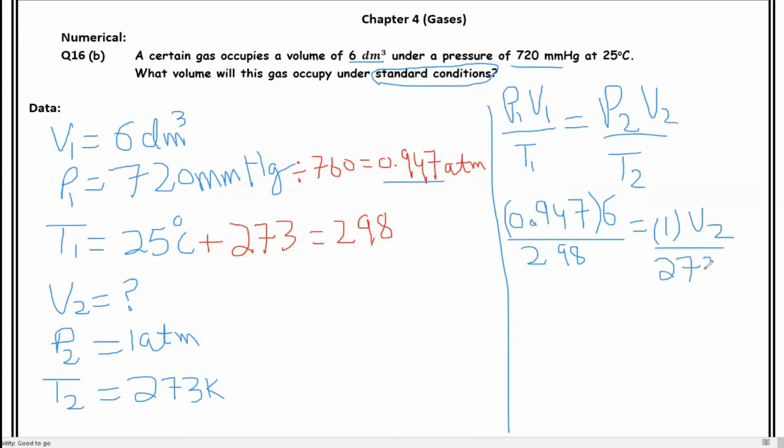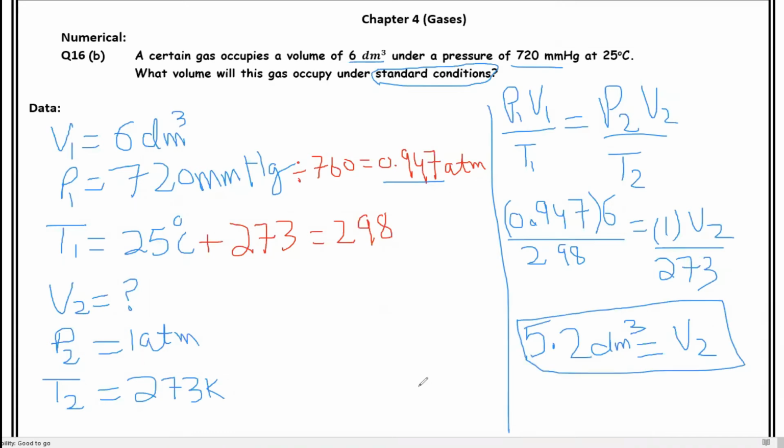So just solve, 273 multiply there, and the value of V2 finally comes out in dm cube. So after solution, your answer comes out to be 5.2 dm cube. This is your final volume.